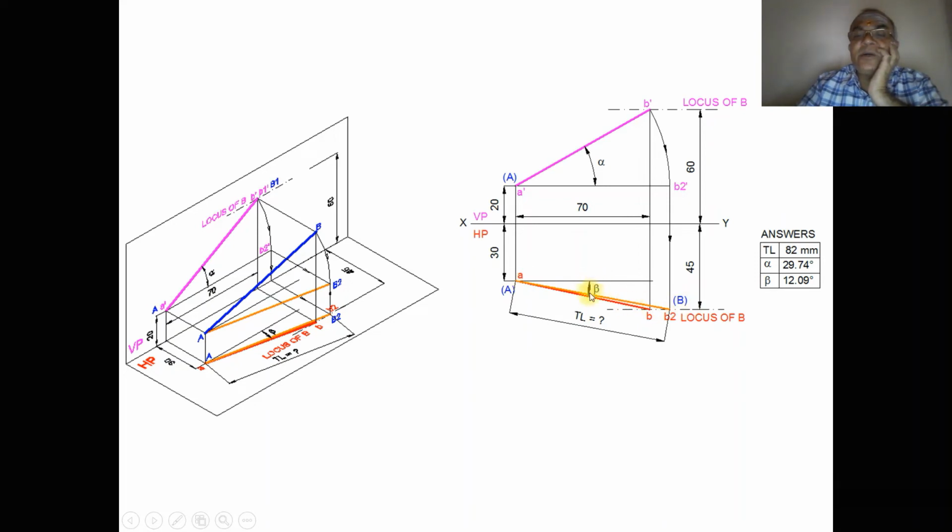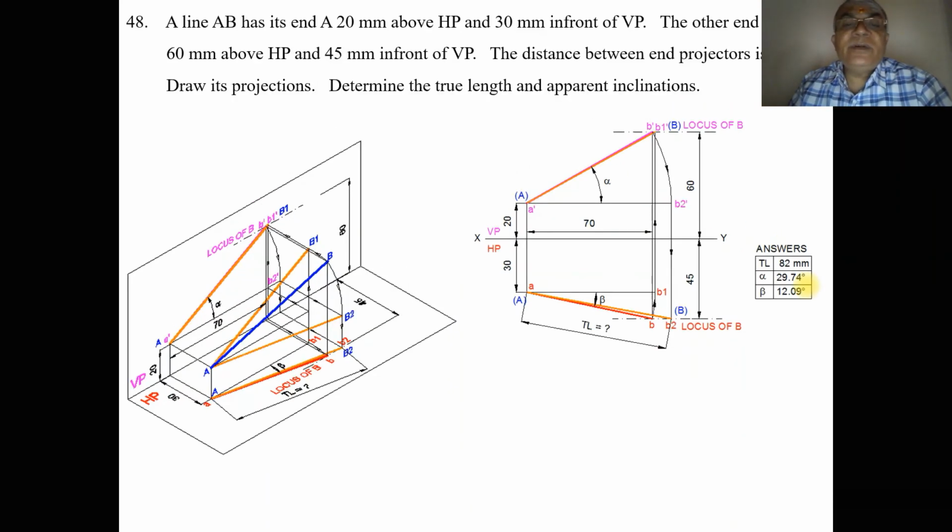So we need to find out the apparent inclination with respect to VP, which will be 12.09 degrees when you are doing it in the computer. When you are doing it manually, it will be 12 degrees. So this is how you will be able to find the apparent length and apparent inclinations for both VP and HP. Now we are going to try to solve the problem by using manual drawing.